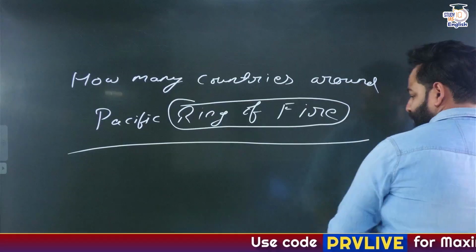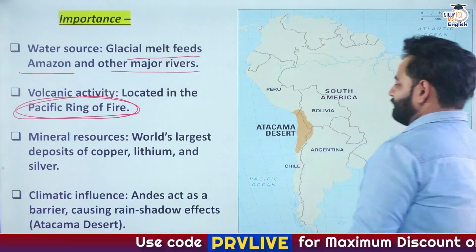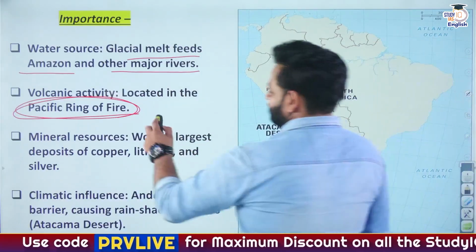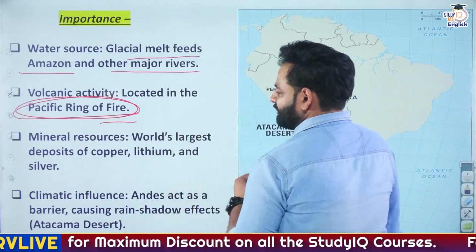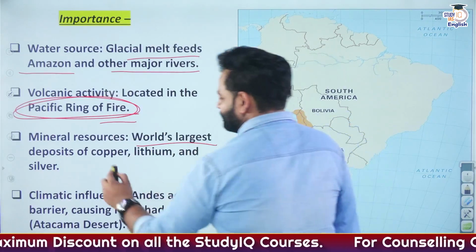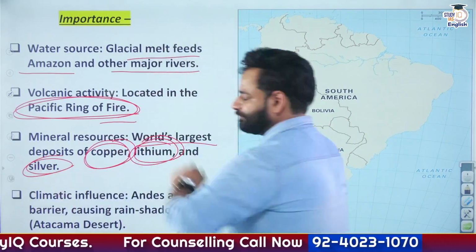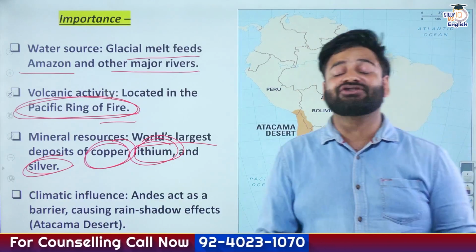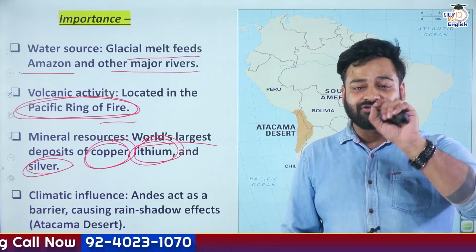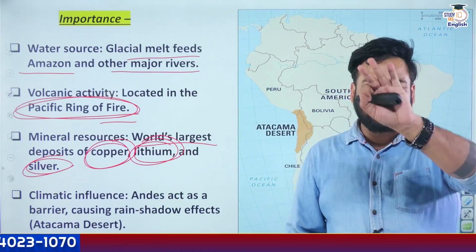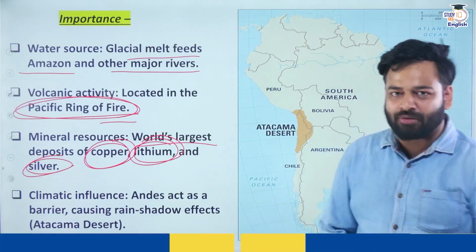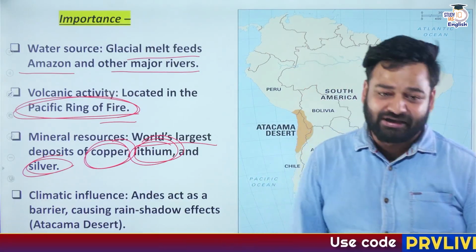Okay, so let's go. Now, as you can see here, after this Pacific Ring of Fire, the mineral resources: the world's largest deposits of copper, lithium, and silver. So South America is rich. Rich in what? Copper, lithium, and silver. These three prominent elements are found where? In South America.